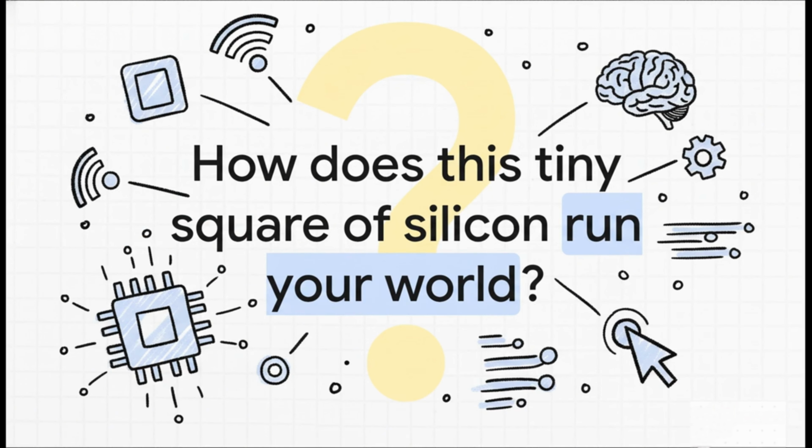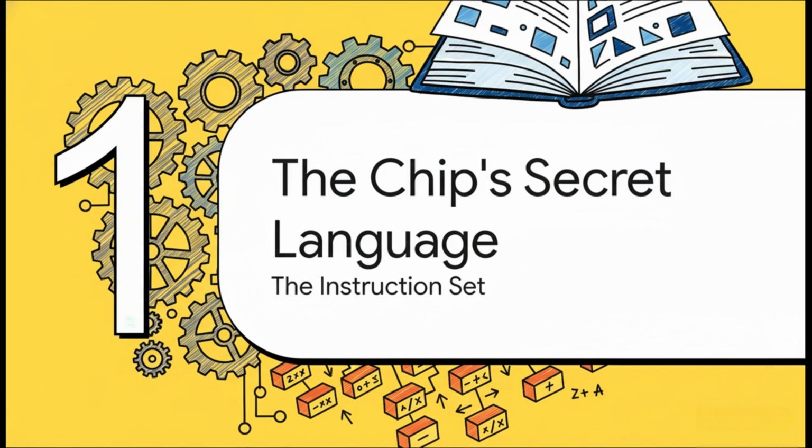And that's the big question, right? How does this little chip manage the trillions of calculations every single second that are needed to render graphics, connect you to the internet, and process every single click you make? The answer, it turns out, is surprisingly elegant. The secret is its language.